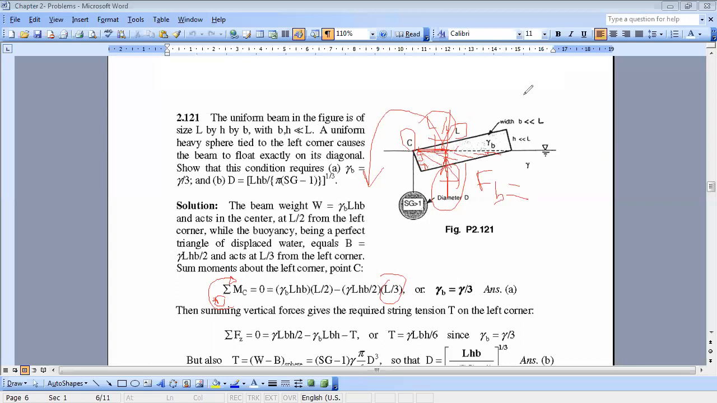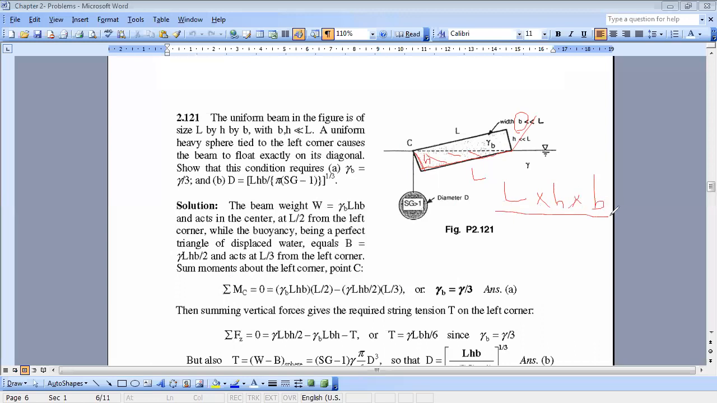So I can say that my height is L, the base is H, so this volume here is L times H times the width. They told me that the width is B, so times B over 2.